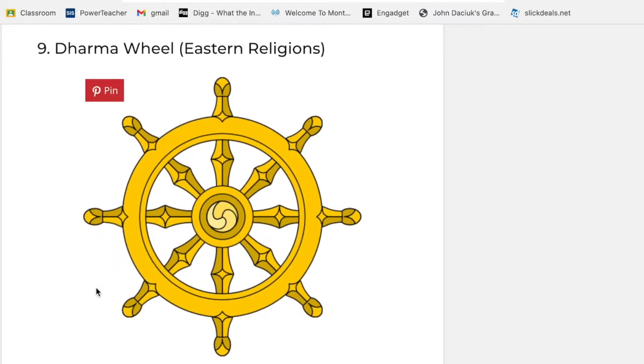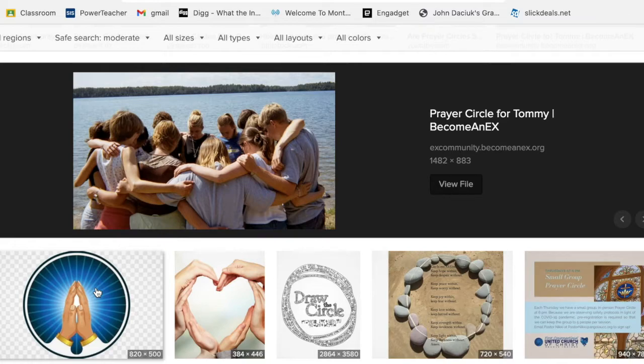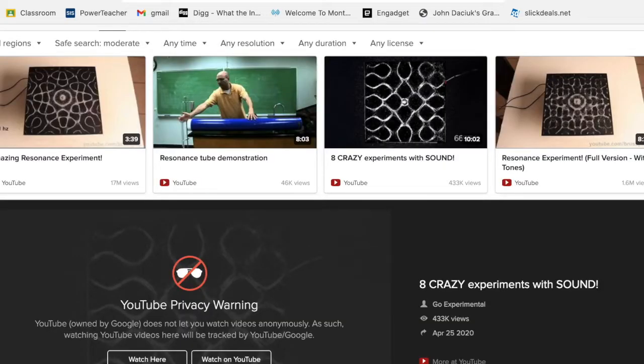And then we talked about the Dharma Wheel. We've seen this multiple times. And even when we pray, we usually get in a circle, have a prayer circle. When we give a hug, we sometimes forget we're embracing someone in a circle.